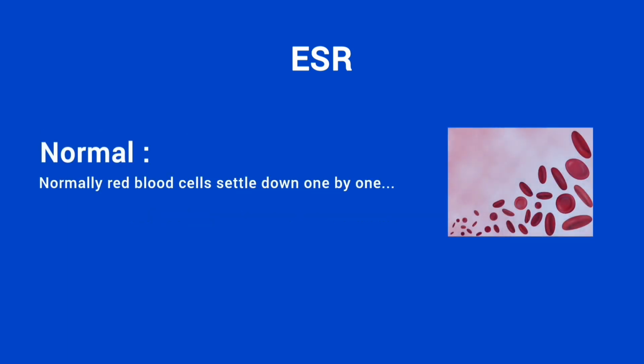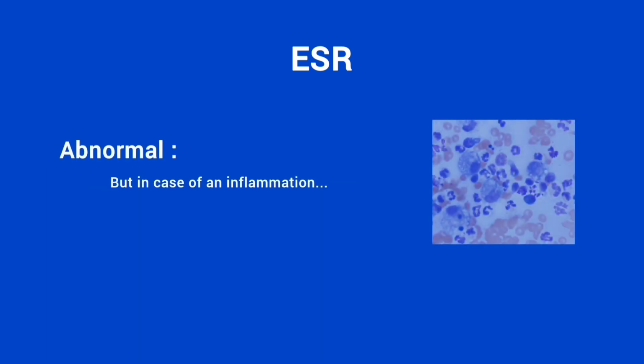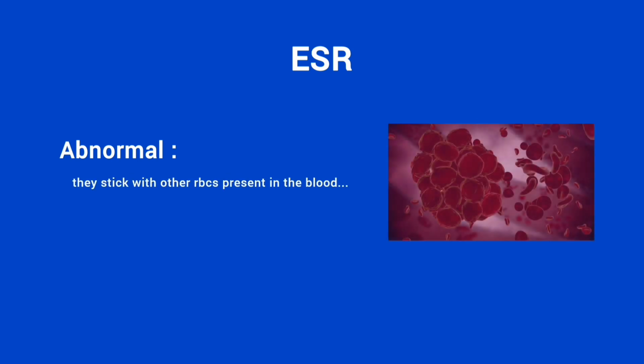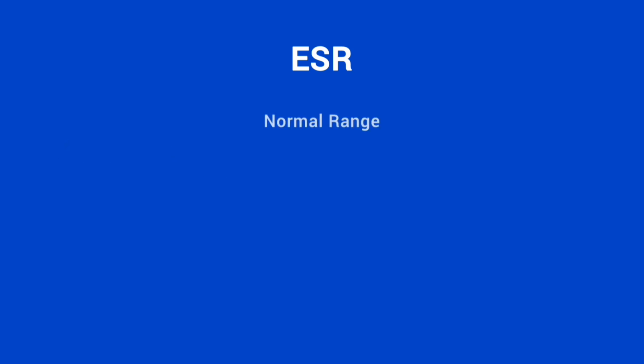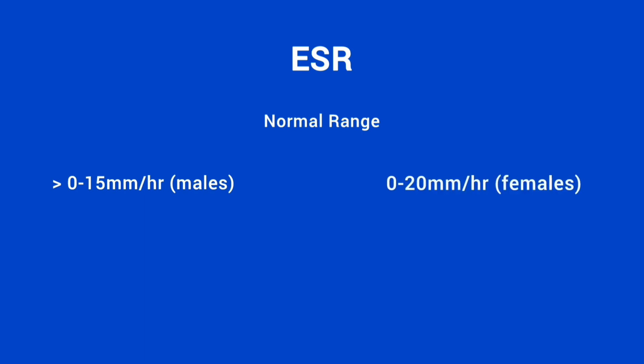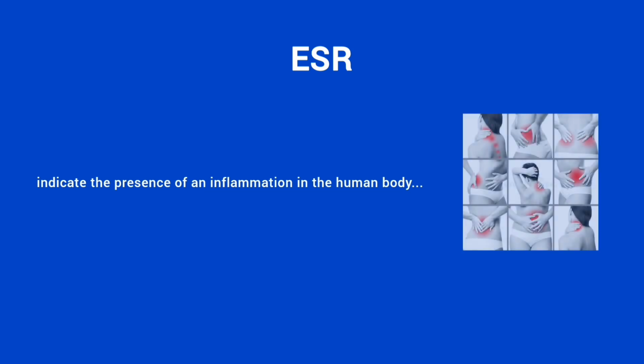Normally, red blood cells settle down one by one and take a lot of time to sediment completely. But in case of inflammation, they stick with other red blood cells present in the blood and settle down at a faster rate than normal. So ESR levels faster than 0 to 15 mm per hour in males and 0 to 20 mm per hour in females indicate the presence of inflammation in the human body, which is the natural defense mechanism against foreign harmful stimuli.